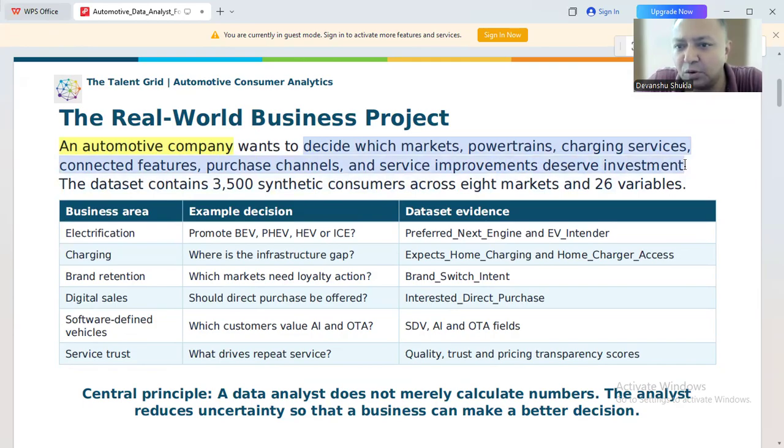So what do these companies want to know? An automotive company wants to know which markets, which powertrains, which charging services, what connected features, purchase channels, and service improvements are there where we should start investing money. Is that clear? Investing money means what all we should build and sell to the consumers. Because every stage of a business, whether marketing, sales, support, delivery, or accounts, everywhere money is required to run that component of the business.